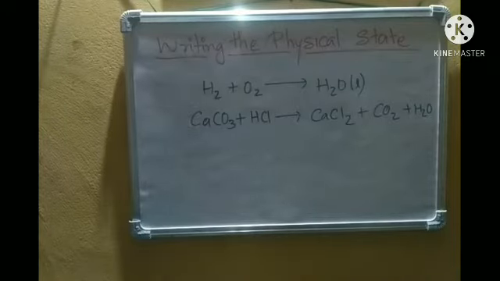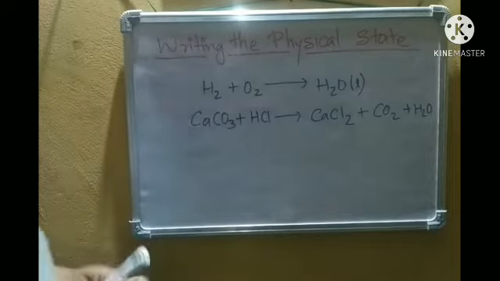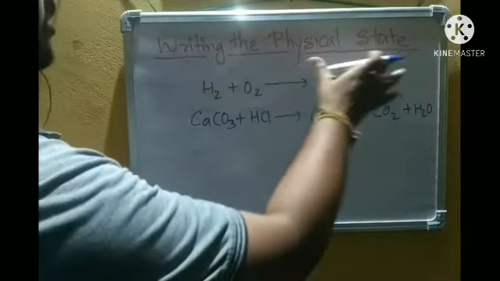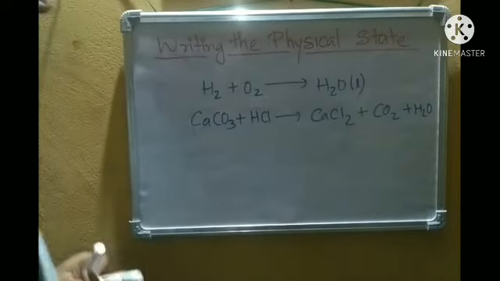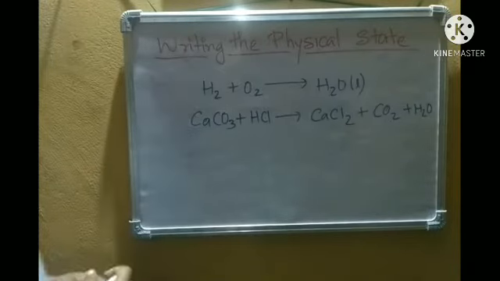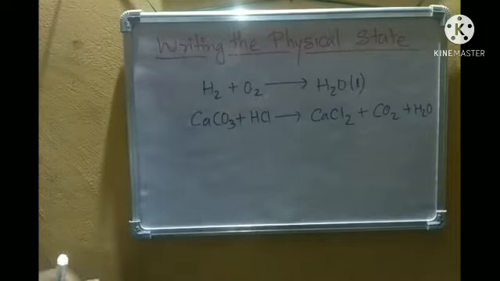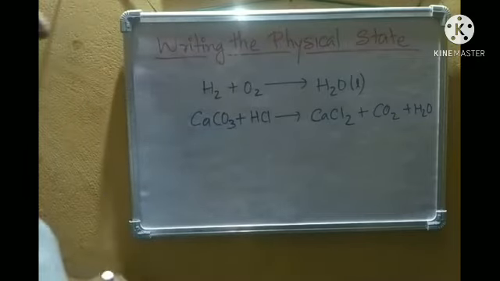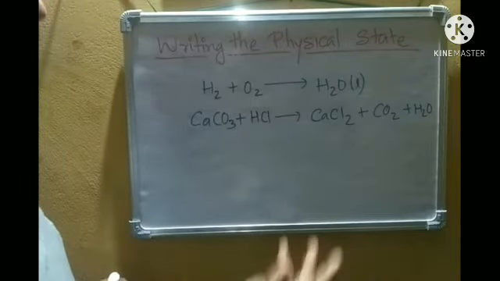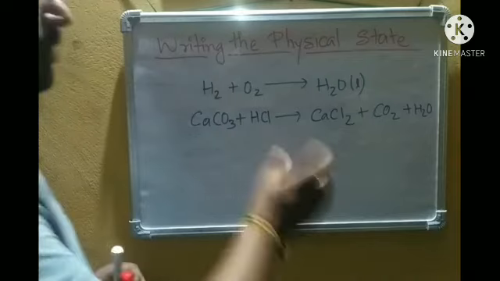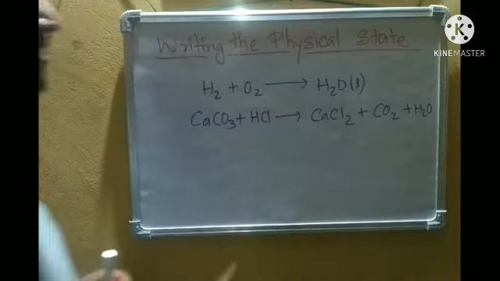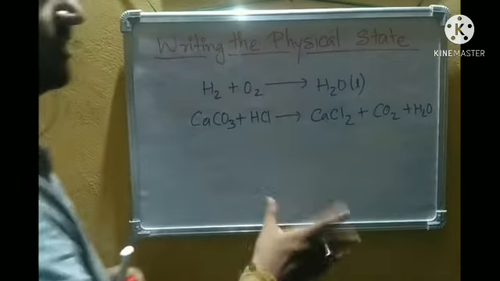So another important part of balancing a chemical equation is writing the physical state. The physical state of every element, or to be specifically correct, writing the physical state of every compound in the chemical equation. So what is physical state? We generally know that all matter exists in 3 states, that is solid, liquid and gas. So we have to mention in which state each of the compounds or chemical species used in the chemical equation is present.